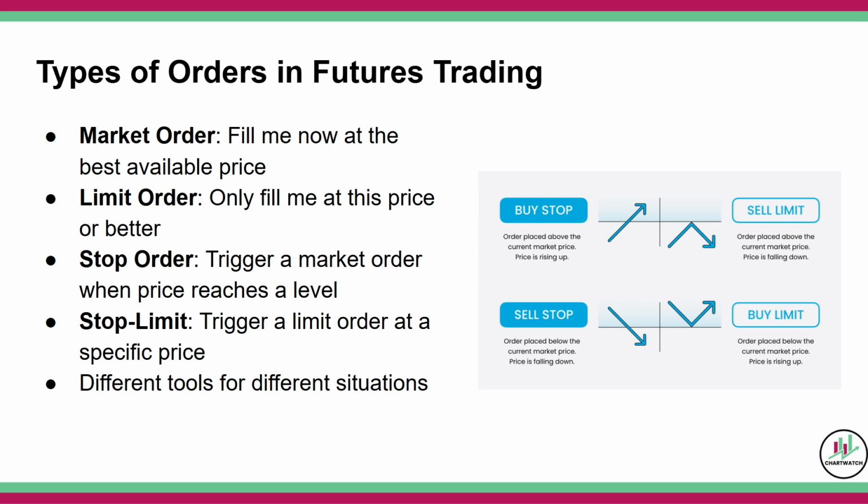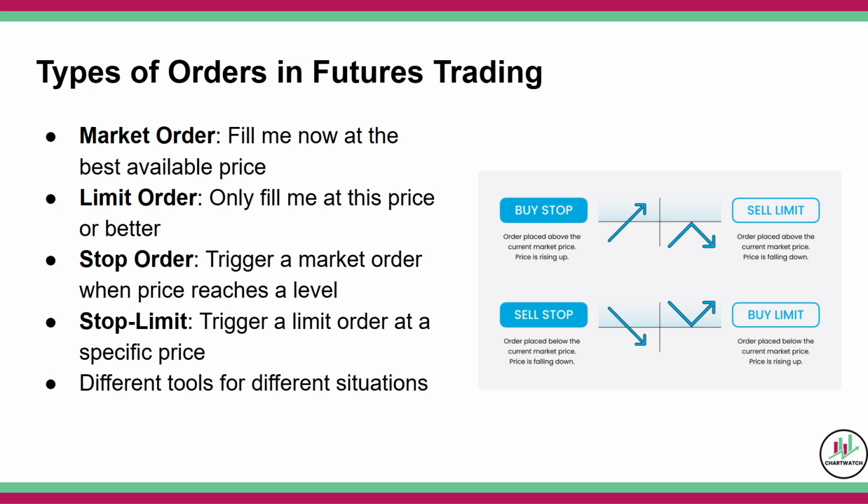A market order. This means get me in immediately. It fills at the best available price, but that price can slip, especially during fast moves. You don't control price, you just control the speed. A limit order says only fill me at this price or better. It gives you control over the price, but there's no guarantee you'll get filled. The market may touch your price and keep moving without executing your order.